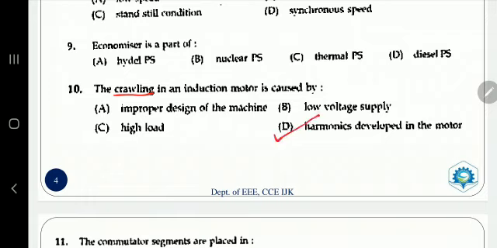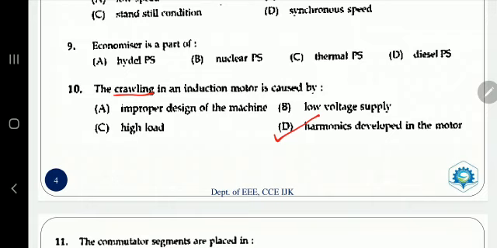So crawling means the induction motor has a tendency to run at a very low speed compared with the synchronous speed, and normally it will be running at Ns by 7, that means 1 by 7th of its synchronous speed. This is because of the harmonic fluxes in the air gap, that means the third harmonic, fifth harmonic and seventh harmonic, etc. So that is what crawling is. It is running at a very low speed.